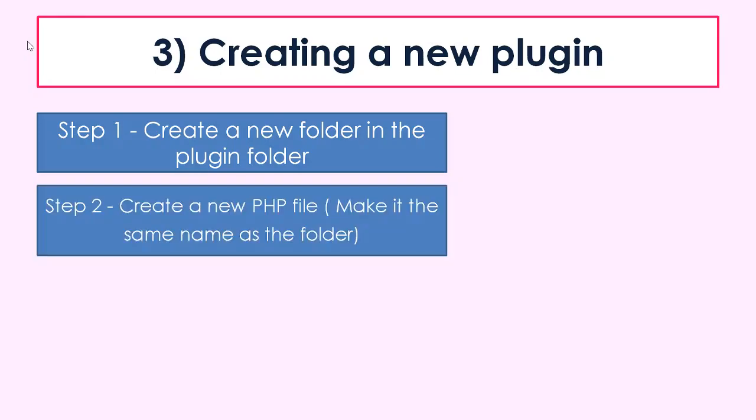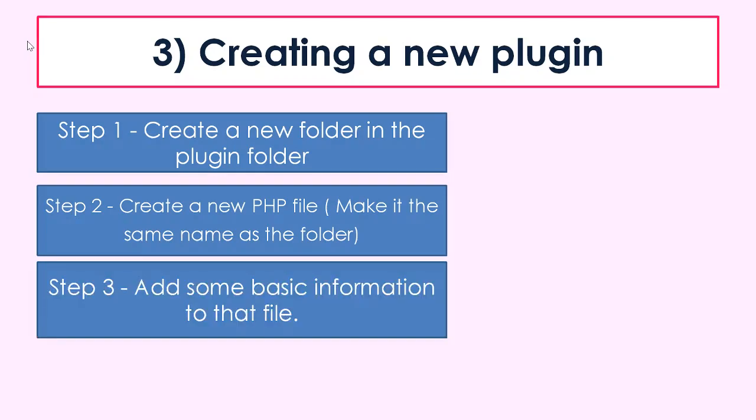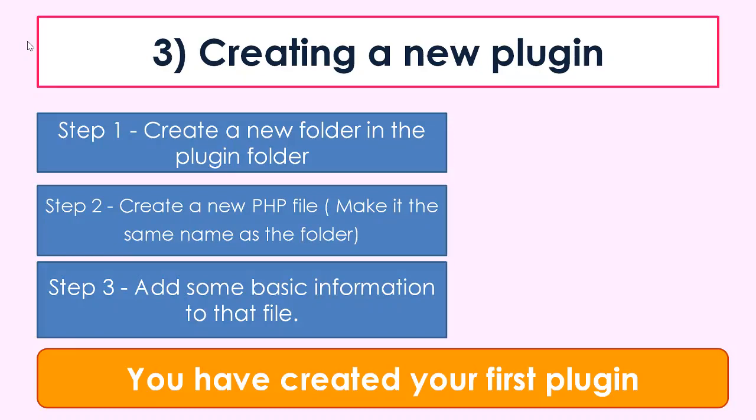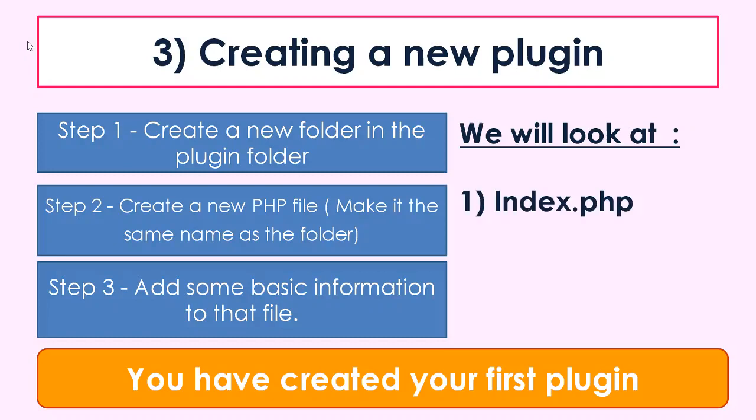Number 2, we need to create a new PHP file, and we need to make sure it has the same name as the folder. And then we just need to add some basic information to that PHP file. We're going to be looking a little bit about that when we make it. And that's it. Those 3 steps mean that you have created your first plugin and it will appear in the WordPress website. We're going to be looking at a number of different things when we create this. So the first thing that we're going to be looking at is the difference between the index PHP and the main file PHP, and we're going to be explaining the difference.